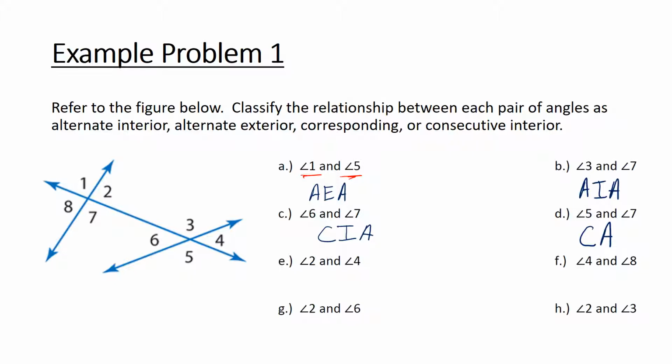On letter C, we're looking at angles 2 and 4. Now these are also one interior, one exterior, and on the same side of the transversal, so these are corresponding angles once again.